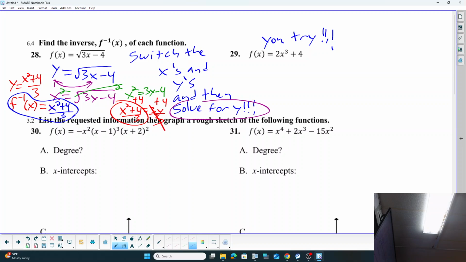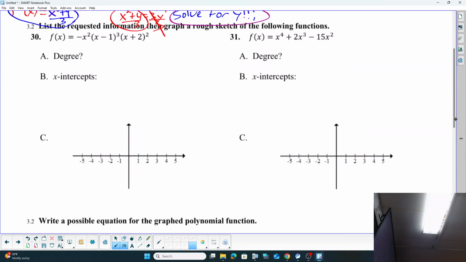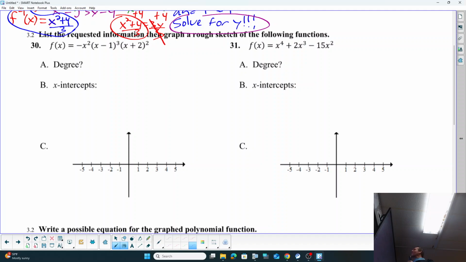Do you remember how to graph polynomials? That'll be on there. Remember degree? So degree is the highest power. And when it's in multiplication form, we have to basically multiply them all. So that's going to be negative x squared times x to the third power times x squared. So that's going to be negative x to the 2 plus 3 plus 2, which is 7. So the degree is 7.